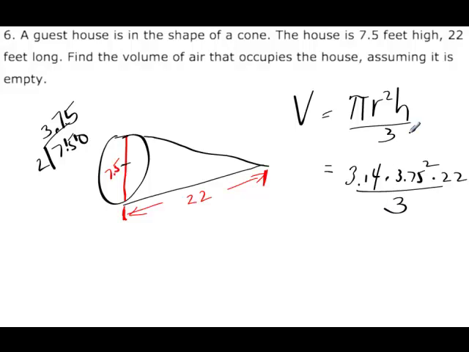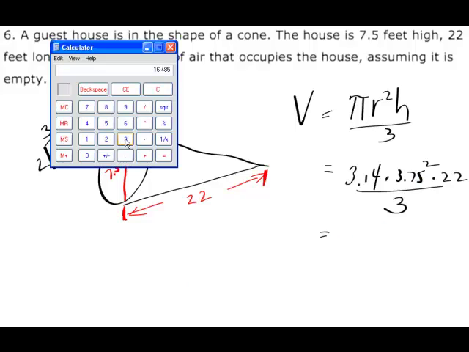So remember, what I'm showing you now is simply to substitute numbers into the formula. When we do this together, I won't give you these ridiculous numbers. So I need 3.75 squared. So 3.75 times 3.75.